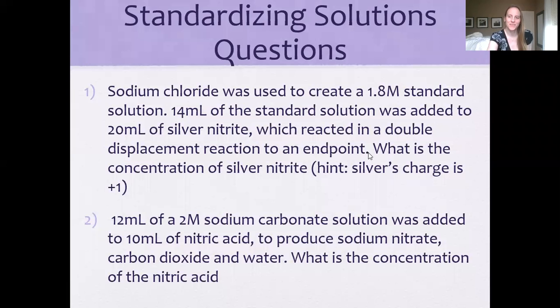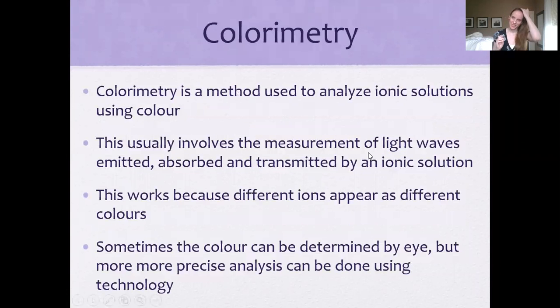Okay, so that is it for the standardizing solutions part of this lesson. Next, we'll move into colorimetry, which is a method that is used to analyze ionic solutions using color. It usually involves the measurement of light waves that are either emitted, absorbed, and/or transmitted by the ionic solution. And colorimetry works because different ions will appear as different colors. Different ions can absorb and reflect different colors.